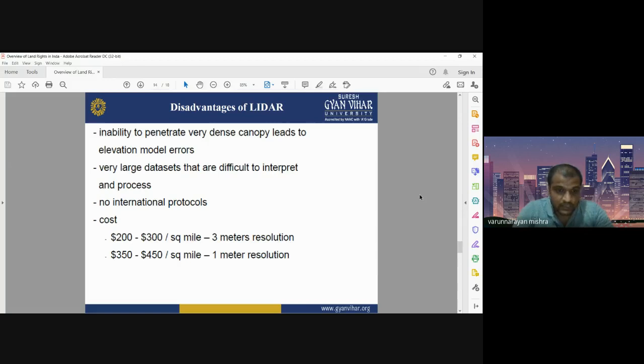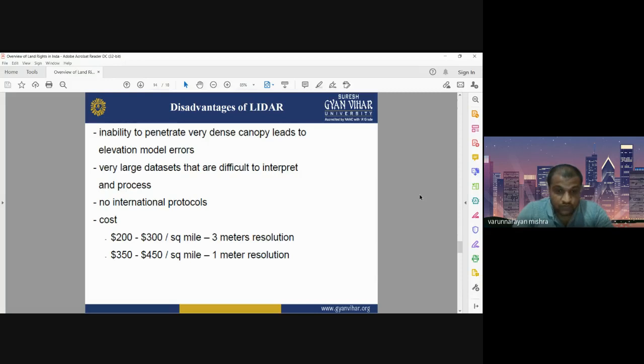Okay, its cost is very important here. If we want to have the lidar data at the resolution of 3 meters, its cost is around 200 to $300 per square mile. That means if you want to scan a 1 square mile area, it will cost around 200 to $300.